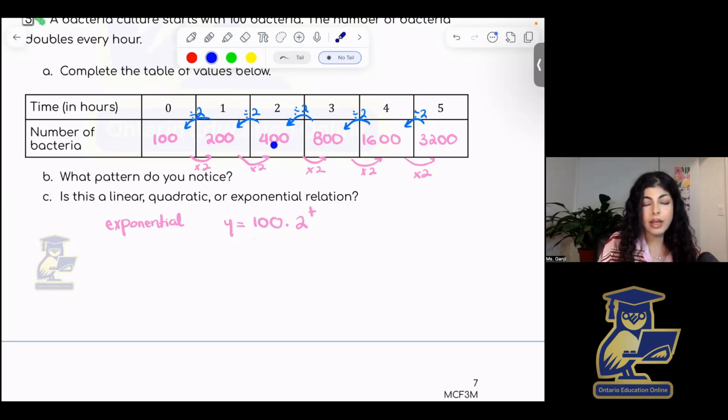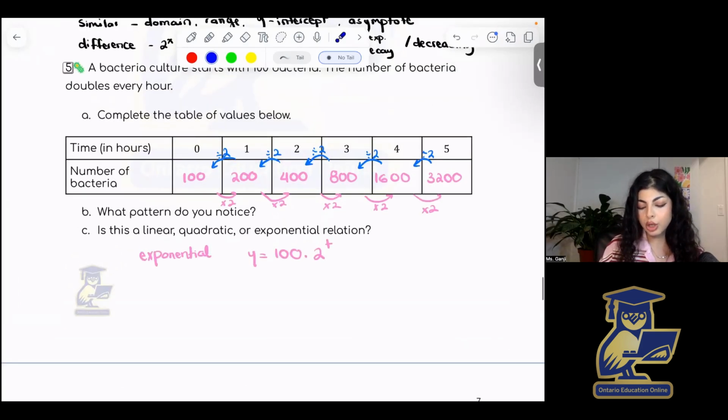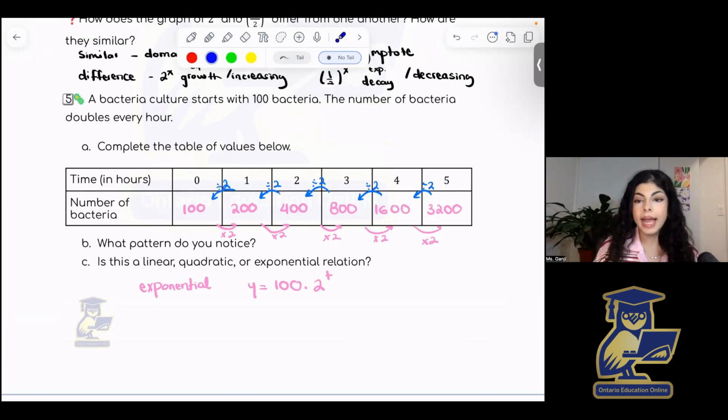will give you 400. And if you keep going, after 5 hours, we've had 5 doubling periods, so 2 to the power of 5 will give you 32. 32 times 100 is 3200. And so this will be an exponential relation, and you can determine the number of bacteria at any time using this function. Or, for example, you might be asked if you want a specific number of bacteria, let's say we want 10,000 bacteria, then how much time needs to pass for us to have that population of bacteria.